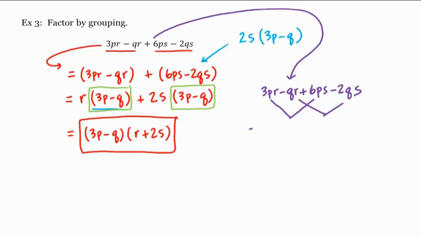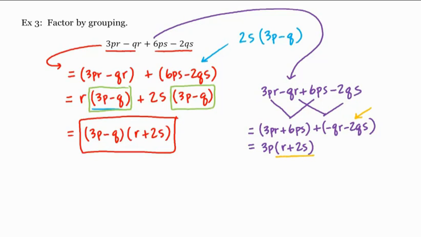In other words, let's write this as 3pr plus 6ps plus negative qr minus 2qs. Now the greatest common factor in the first two terms is a 3p, so let's pull that out. And we're left with r plus 2s. Now remember, in this second grouping over here, our hope is that after factoring, we have the same binomial left over. So if we factor out a negative q here, we'll be left with r plus 2s, which is the same binomial. So let's do that.